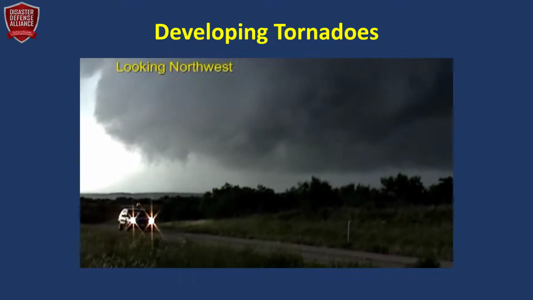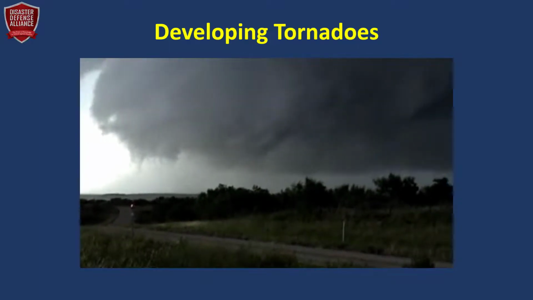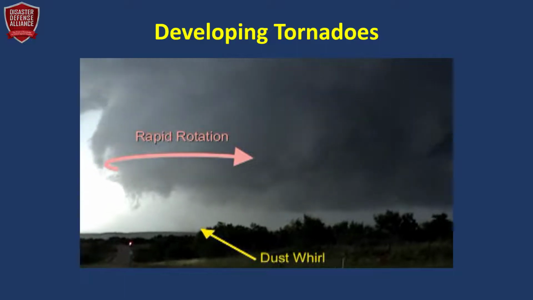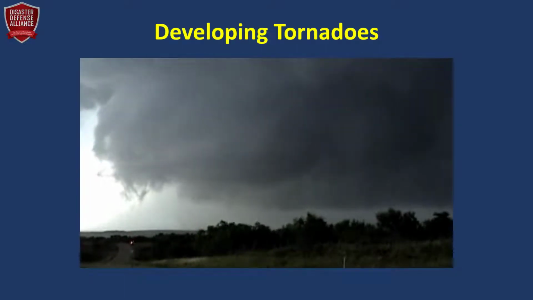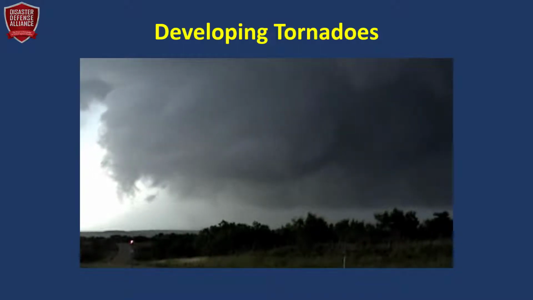Here we see another rotating wall cloud. Do you see dust being picked up from the surface? There's a dust whirl that suggests there's a circulation that has reached the ground. This would actually be a tornado, even though you can't see a visible funnel cloud.